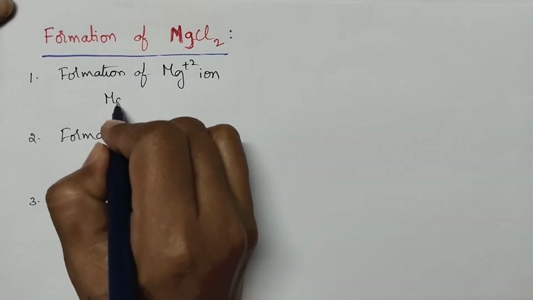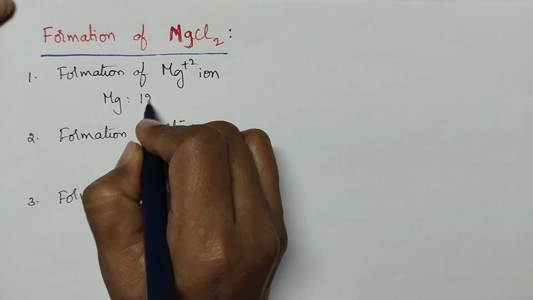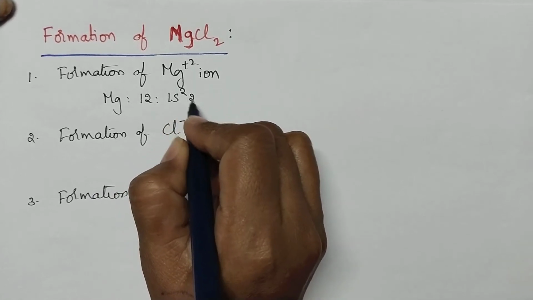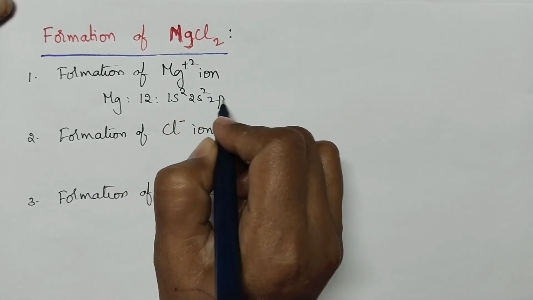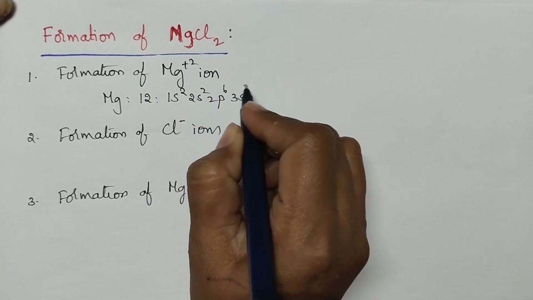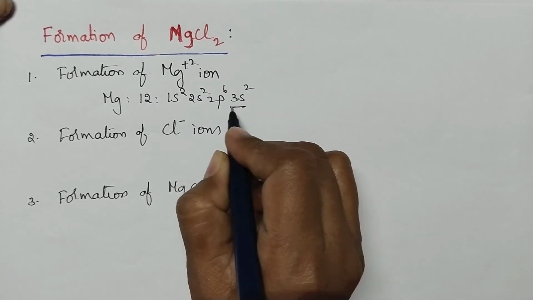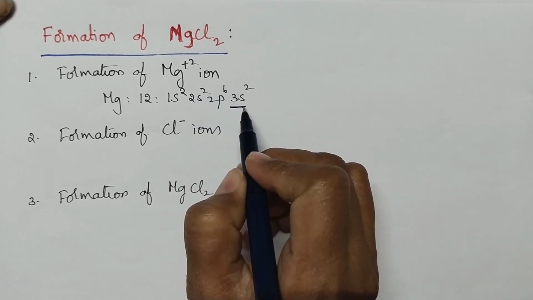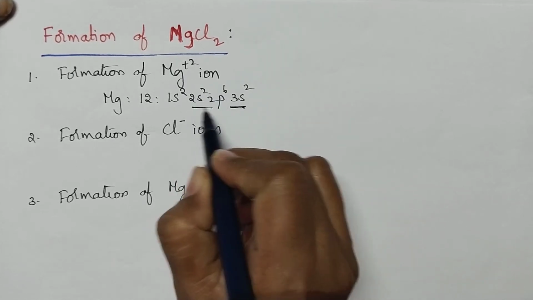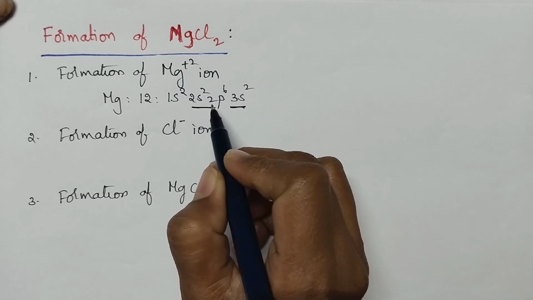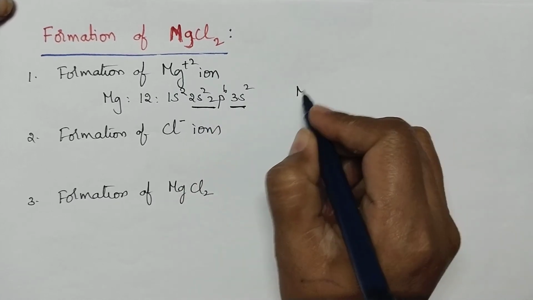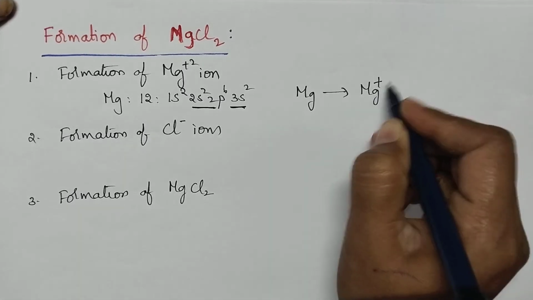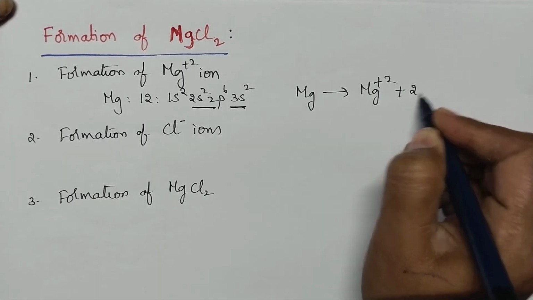So coming to the formation of Mg+2 ion. So what is the atomic number of magnesium? That is 12. And its configuration is 1s2, 2s2, 2p6 and 3s2. So the outermost orbit contains 2 electrons. So when magnesium loses these 2 electrons, then it acquires the stable octet configuration. With the result, magnesium loses 2 electrons and becomes Mg+2.